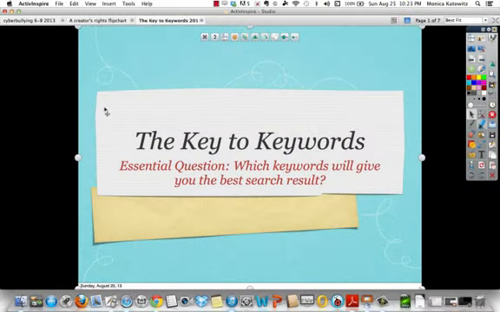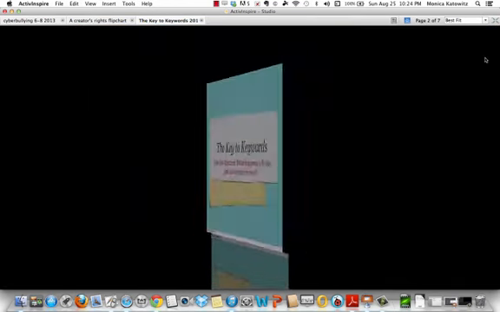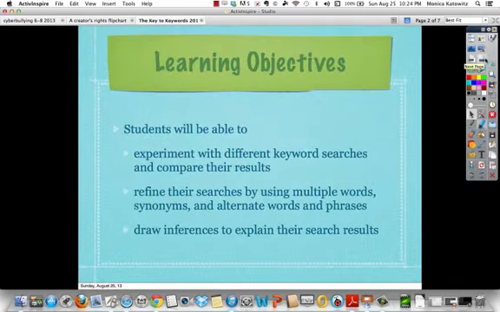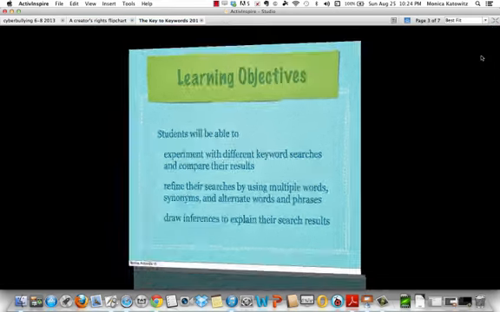Okay, our lesson today will be the key to keywords. Essential question: Which keywords will give you the best search result? Now, our objectives today are students will be able to experiment with different keyword searches and compare the results, refine their searches by using multiple words, synonyms, and alternate words and phrases, and draw inferences to explain their search results. So that's your objectives for today.